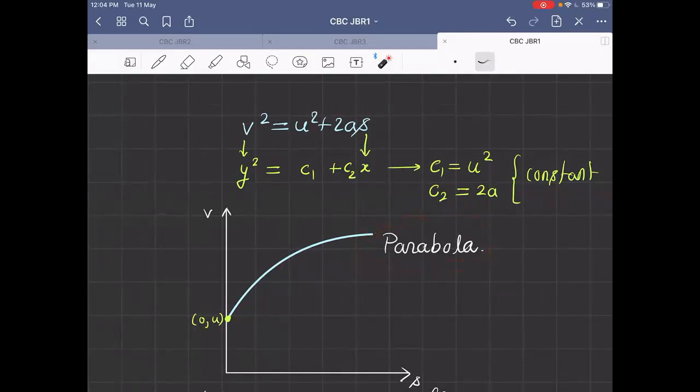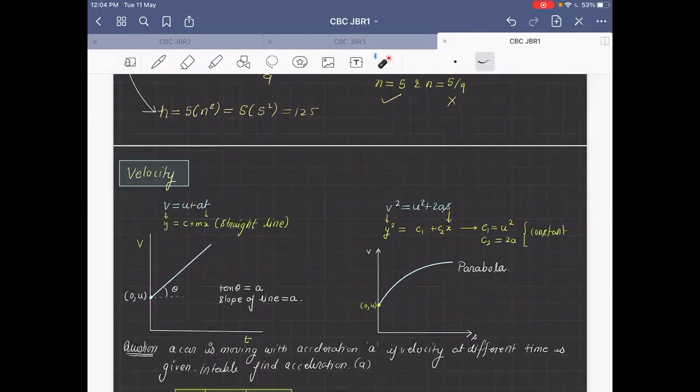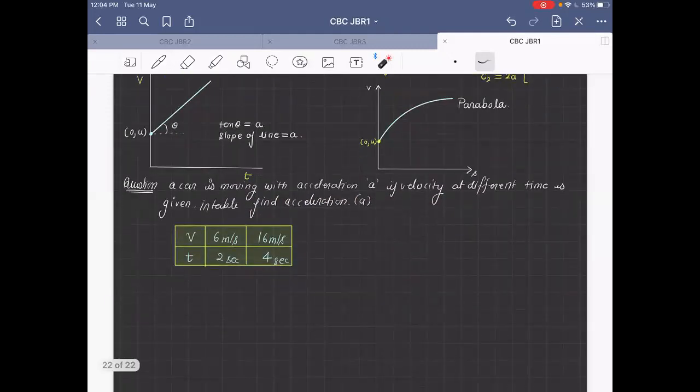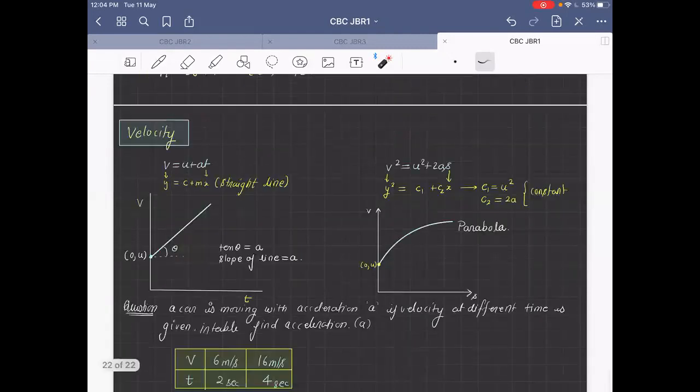So here it is a parabola and it's going to look like this. Okay. Now with that, our diagram, meaning the graph of v squared equals u squared plus 2as and v equals u plus at, is completed. Now I request you to do this question. This question is based on this and that. Here is the data: 6 meters per second and 16 meters per second at time 2 seconds and 4 seconds. So read it carefully and do the question. Meanwhile, also complete it. I am giving you 4 minutes.